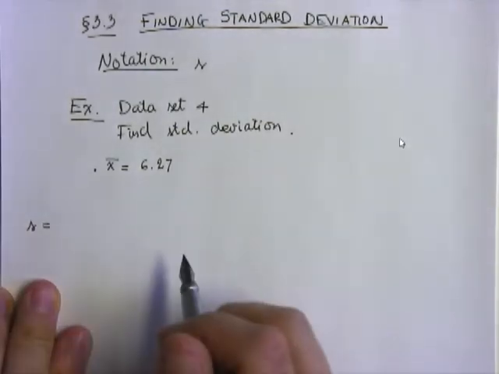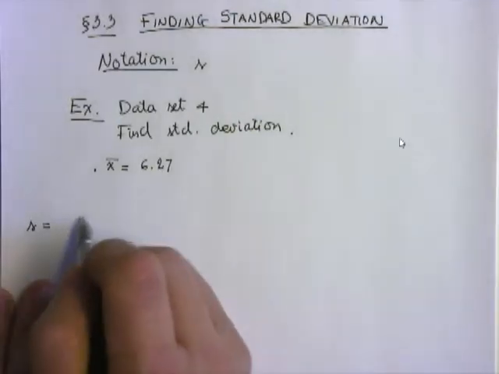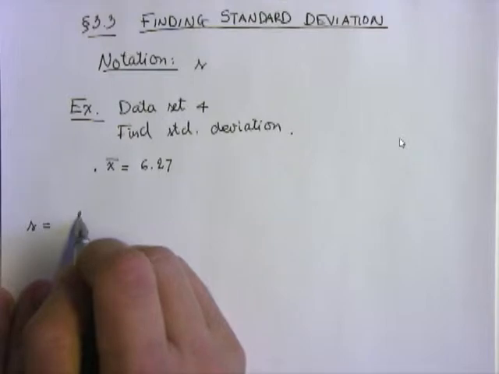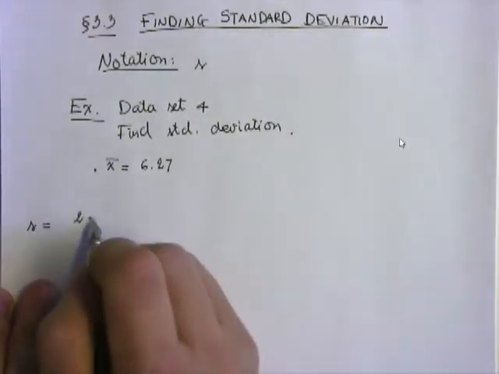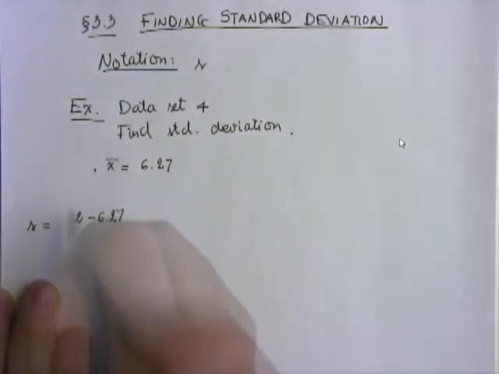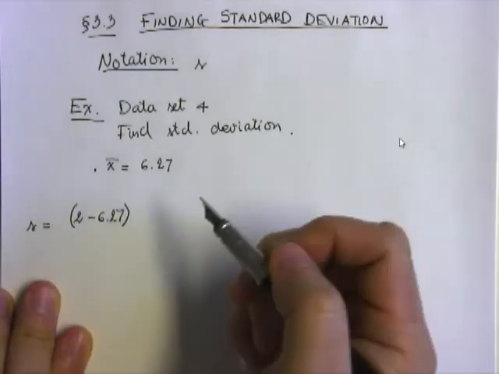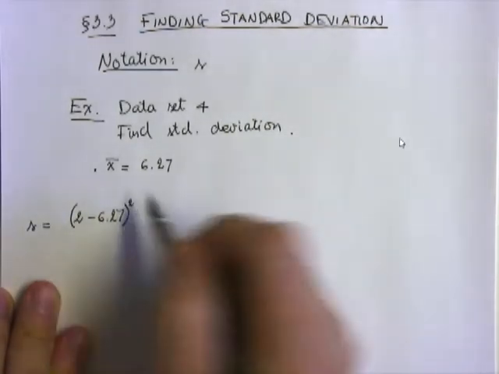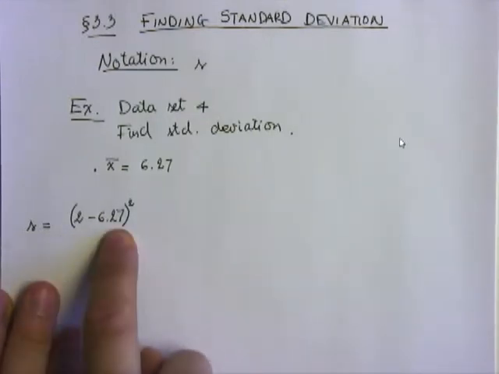So what I need to do is go through my data set point by point. Each point, say the first data value is a 2 on my data set. I'm going to subtract the mean, 6.27. And after subtraction, you're going to need to square that difference. And there's only one data value 2, so I'm leaving that square of the difference the same.